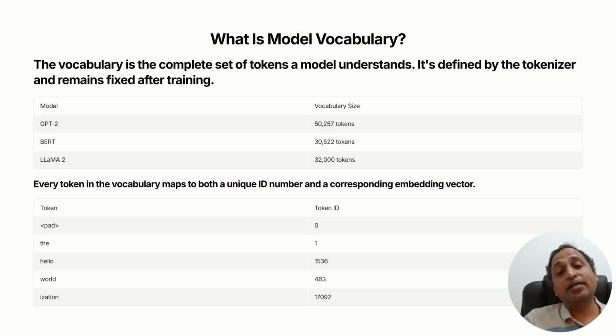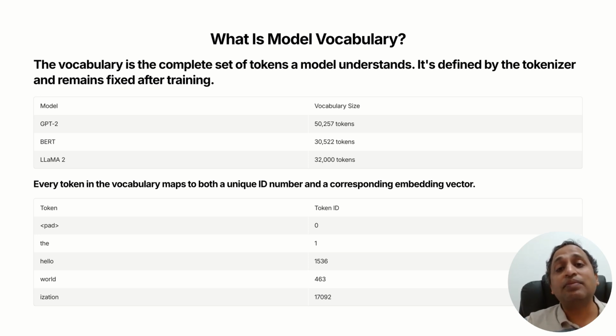Now let's connect everything we have discussed so far and also discuss another important concept called model vocabulary. So basically, what is model vocabulary? The vocabulary is nothing but a complete set of tokens that the model understands. It is created by the tokenizer during training and then remains fixed for the life of the model. So every token that the model might encounter, whether it is a common word like "the" or some subword like "quant" or "ization", which we discussed in the previous slide, must be in this vocabulary.